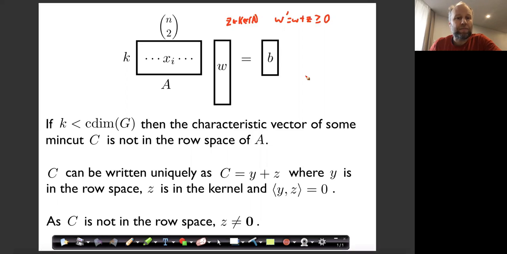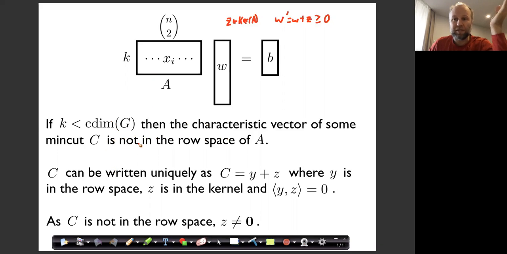The rank of A is of course at most K. So if K is less than the cut dimension, then there must be a cut vector, some minimum cut whose cut vector must not be in the row space of A, right? Because the cut vectors of the minimum cuts span a space of dimension the cut dimension of G. So let C be a cut vector of a minimum cut that's not in the row space of A.